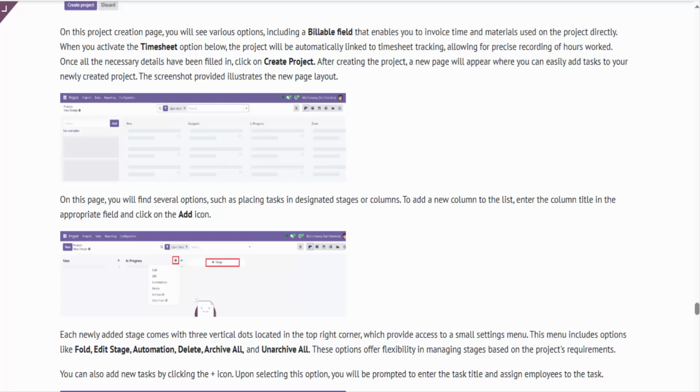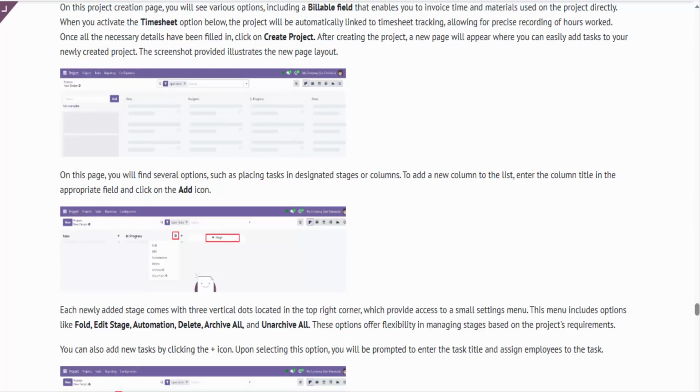When you activate the timesheet option below, the project will be automatically linked to timesheet tracking, allowing for precise recording of hours worked. Once all the necessary details have been filled in, click on Create Project. After creating the project, a new page will appear where you can easily add tasks to your newly created project. The screenshot provided illustrates the new page layout.